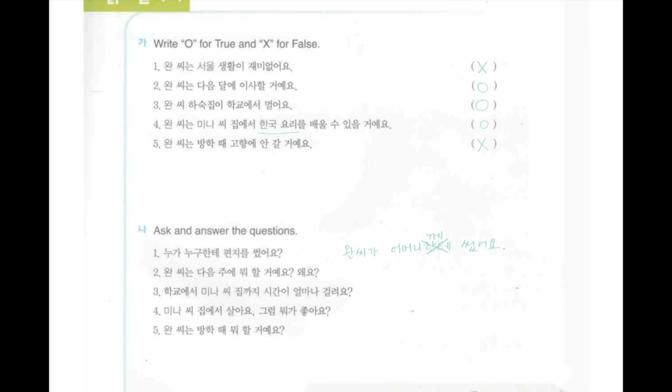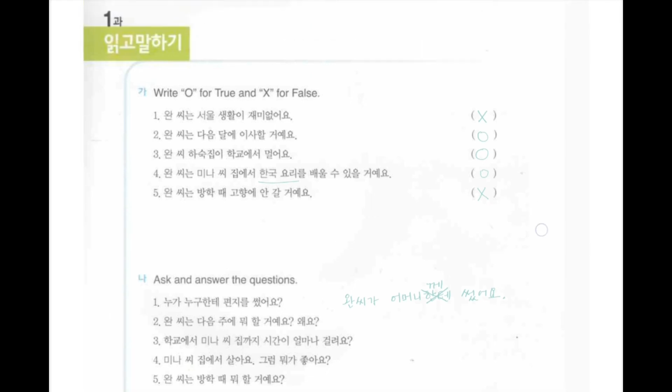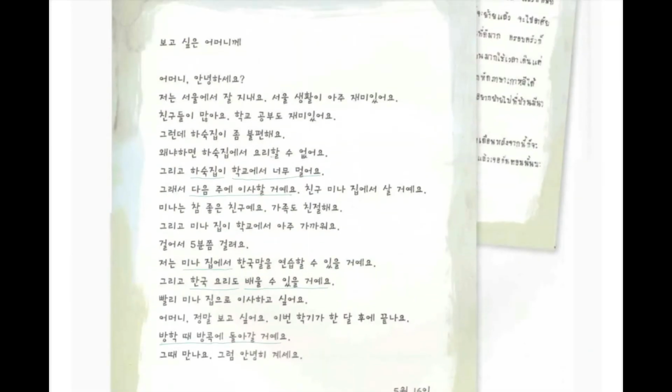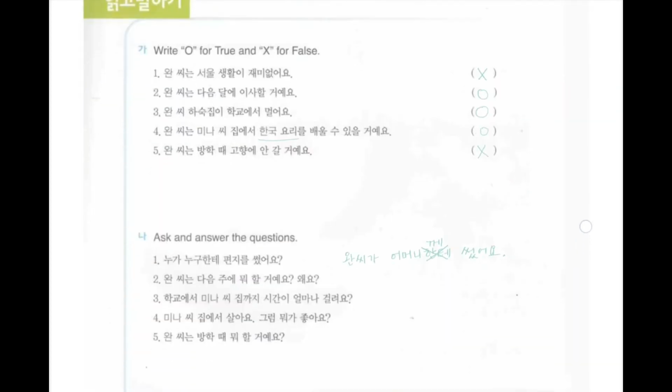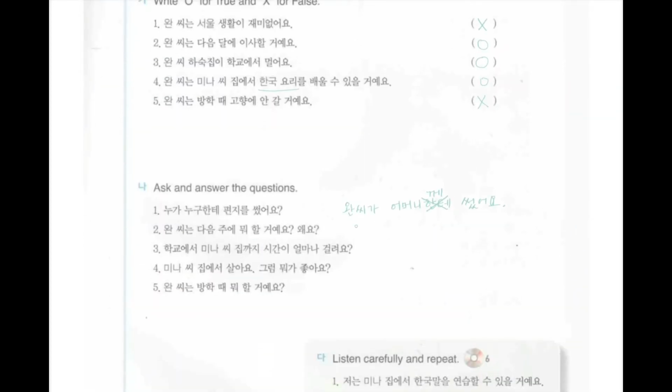자, number two. 완 씨는 다음 주에 뭐 할 거예요? 자, 다음 주에 완 씨 뭐 해요? 이사할 거예요. 자, 왜 해요? You can choose either. 하숙집이 좀 불편해요. Or 하숙집이 학교에서 너무 멀어요. So you can choose either for the reason. But I will write 다음 주에 이사할 거예요.